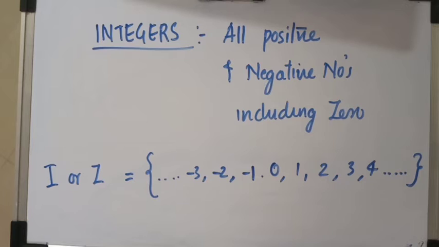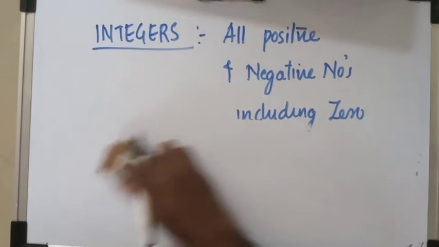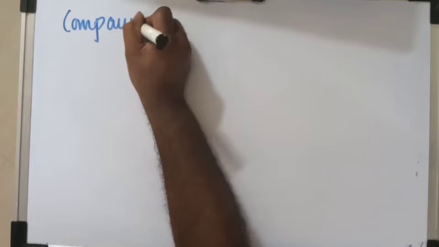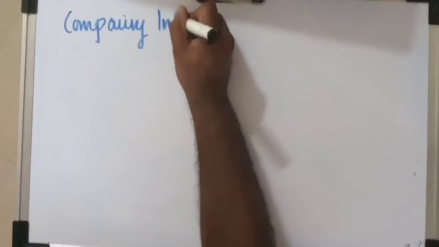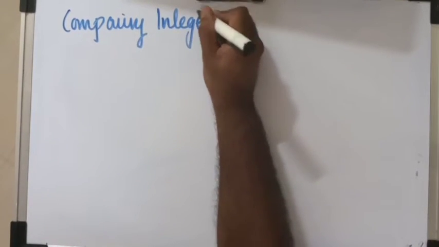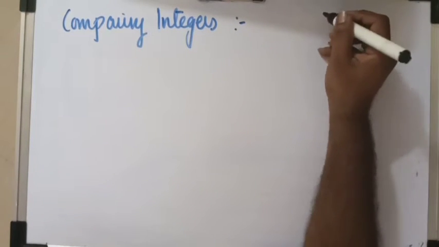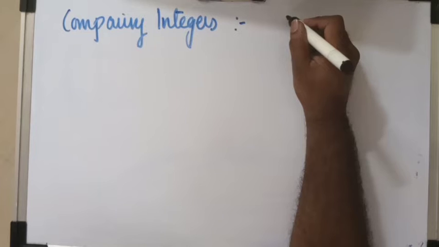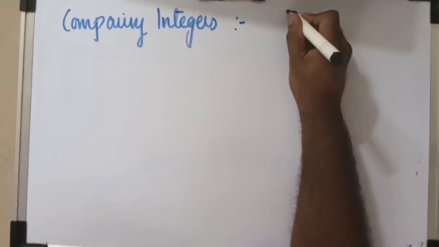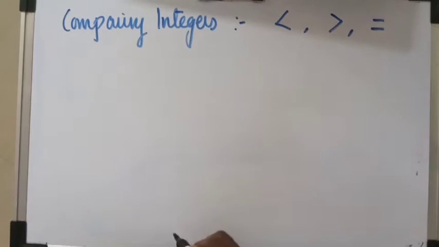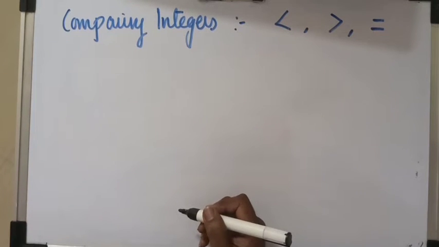Now we'll be seeing the comparison of integers. How do you compare two integers? Comparing integers. Children, you know, for comparison of any number, we use symbols. These are the operators that we use.